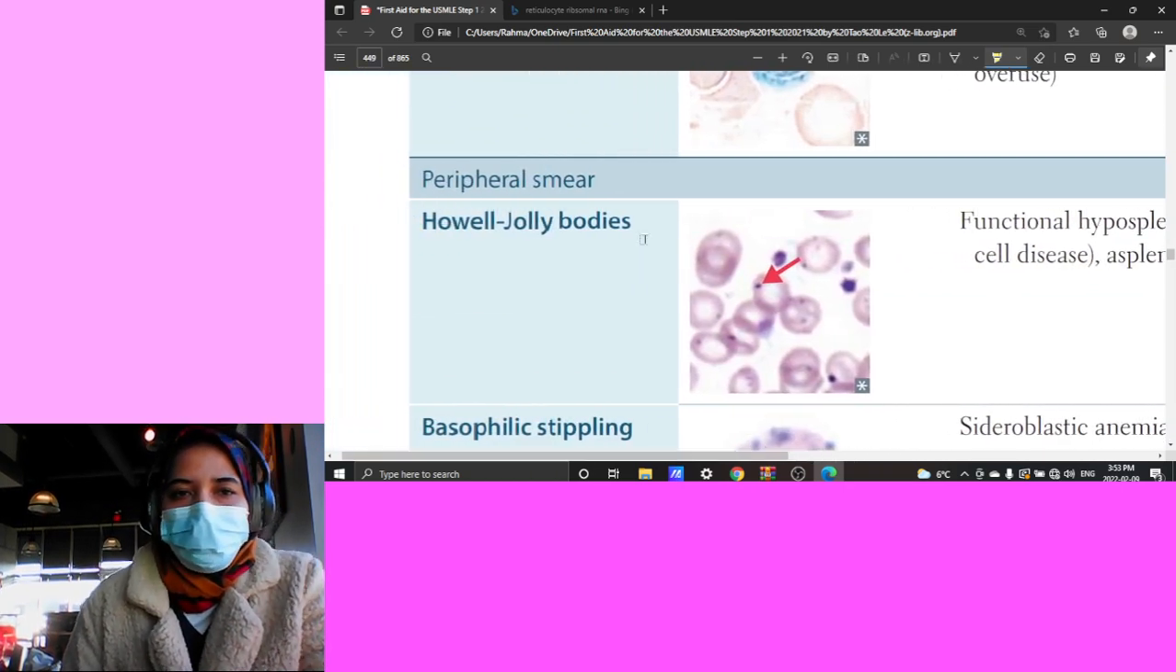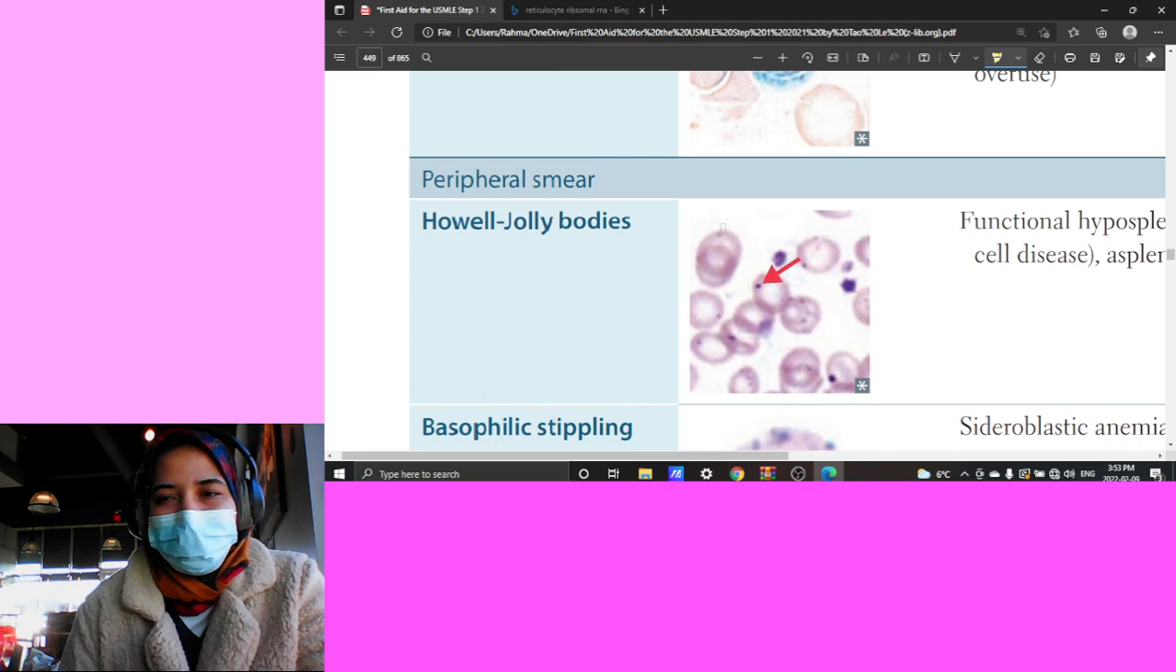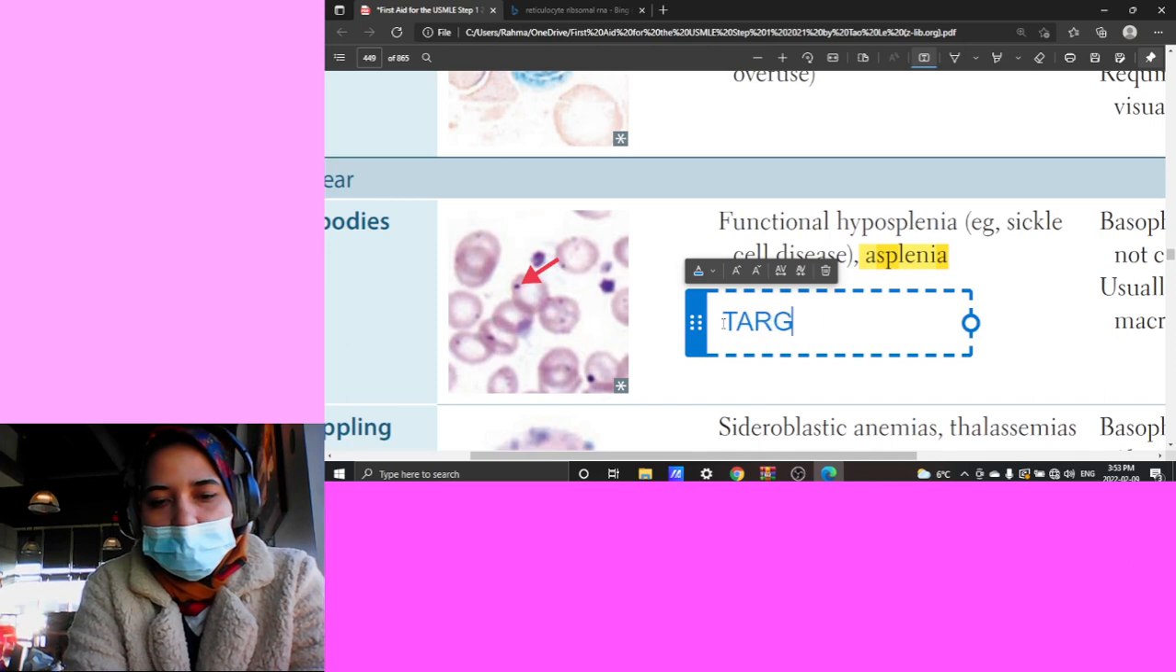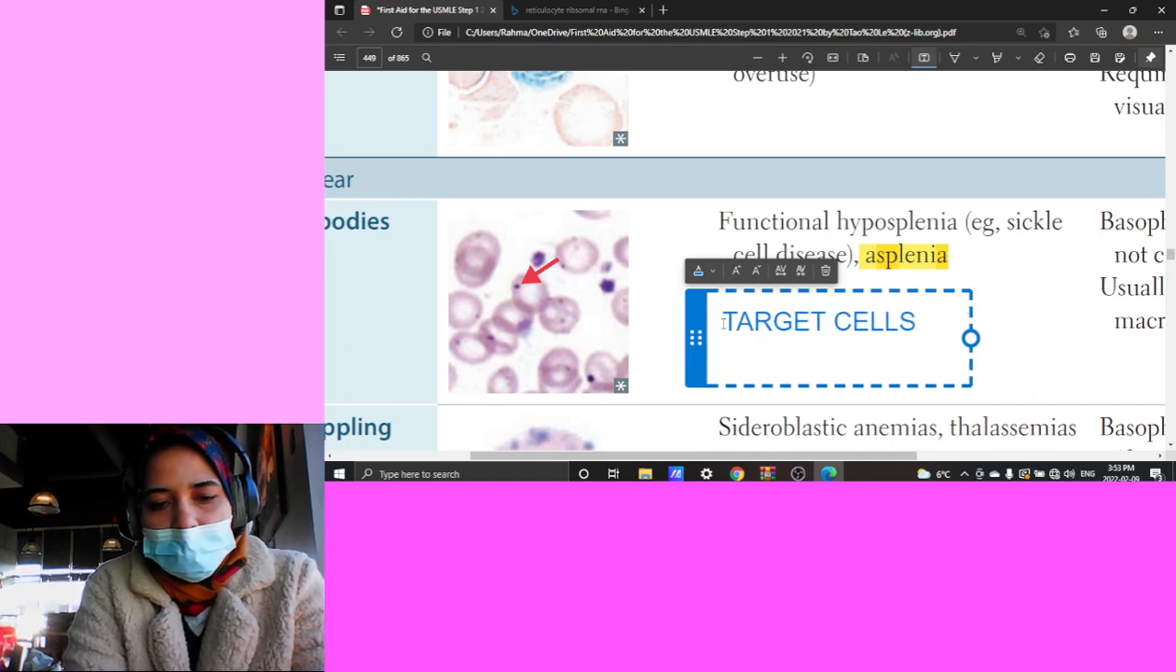Now you also have things on the peripheral blood smear. Howell-Jolly bodies, these are seen in asplenia. So we have now two things that we see with asplenia. Target cells, let's write that down. And these Howell-Jolly bodies.